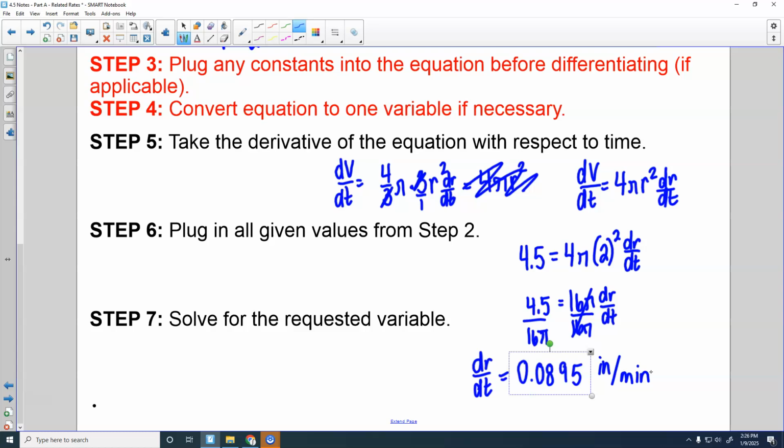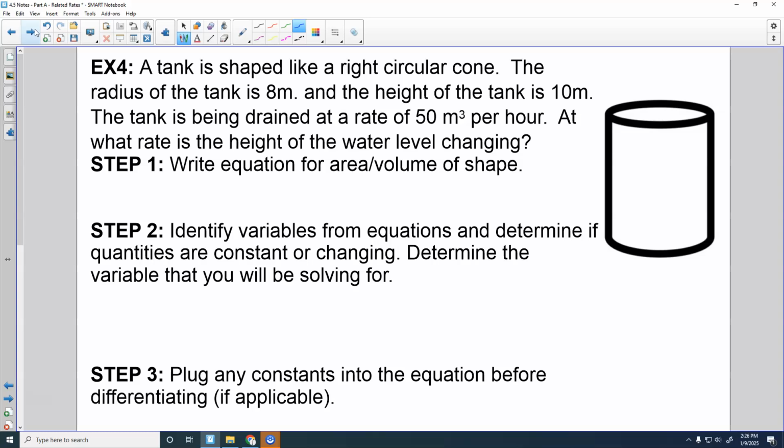Okay, questions? All right, let's keep moving. Oh, I have a mistake on this right here. That should not say right circular cone. It should say right circular cylinder. Fix that on example 4, because clearly I did not mean for it to be a cone, because I've got a picture of a cylinder over here.